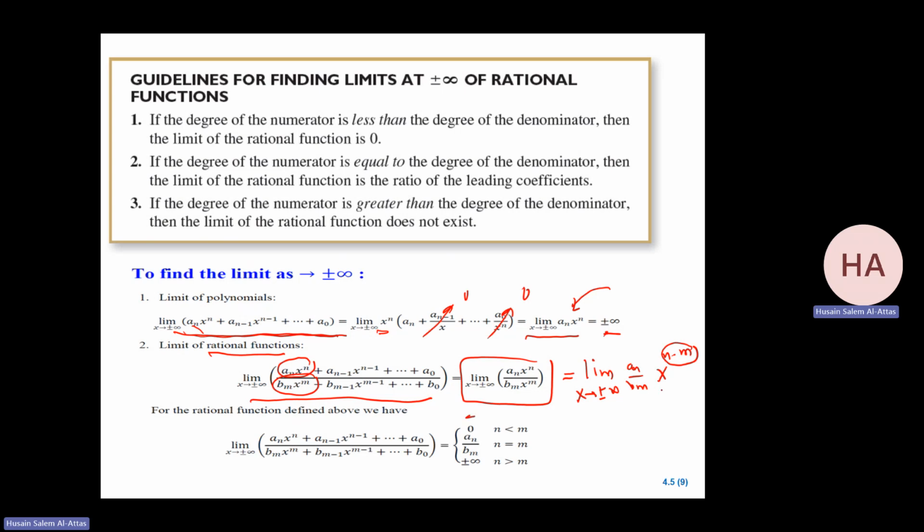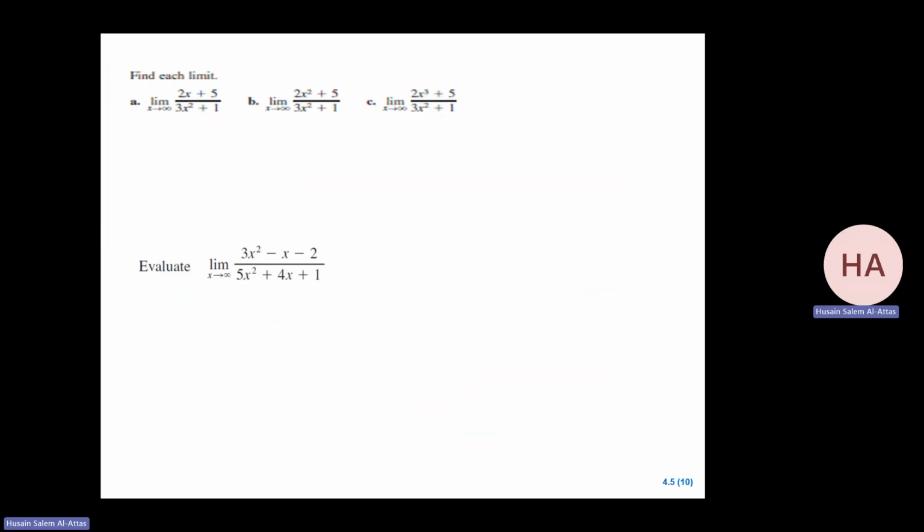If they are the same, then this one will be x to the power 0, which is 1. So I have just a coefficient. If the numerator's degree is greater than the denominator's, then it will go to either plus or minus infinity. We need to check the sign. We'll do these examples.